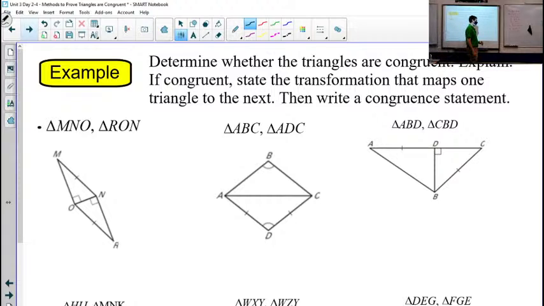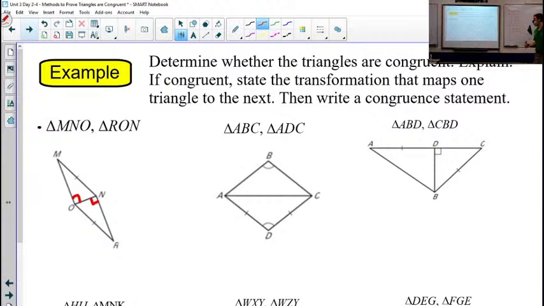First one. Again, we're going to skip around some of these. Anything that I don't do here, you're going to do on your own. We got M, N, O, and we have R, O, N. So we have these 2 triangles. Anytime you see a right angle here, you need to put hypotenuse, leg as a possibility. Because hypotenuse, leg only works in right triangles. So that's a clue that we might be looking at hypotenuse, leg. Doesn't guarantee it, but we might.